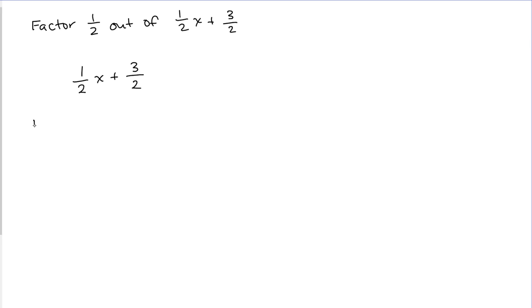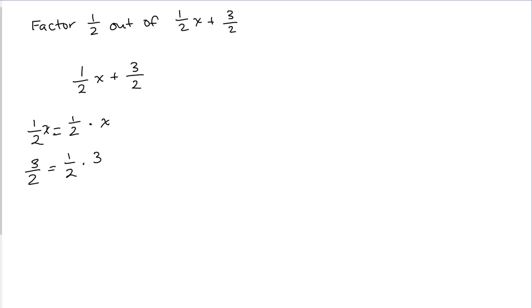So let's do it here on the side. What times 1/2 is 1/2 x? Okay, well, we know that it's just x. So we're going to write this as 1/2 times x. Now we're going to do our 3 over 2 as well. What times 1/2 is 3 over 2? Well, we know that 1/2 times 3 is 3 over 2. So now we have our products of 1/2 and another factor for each term.